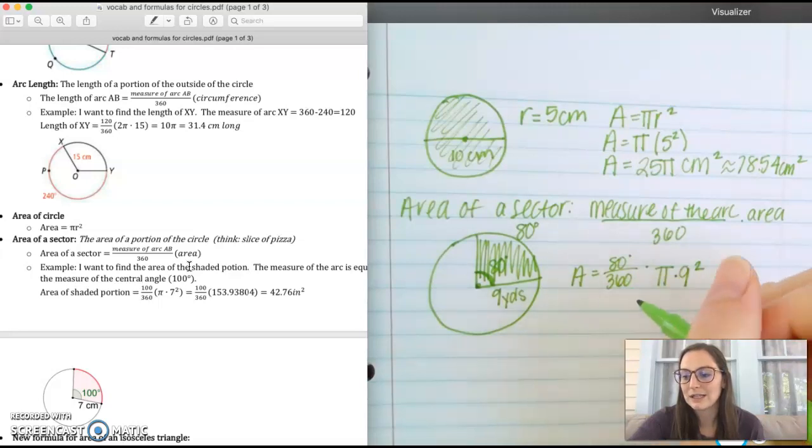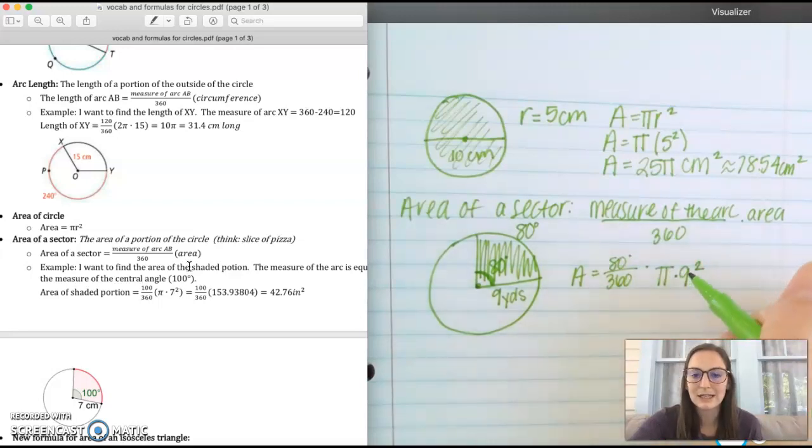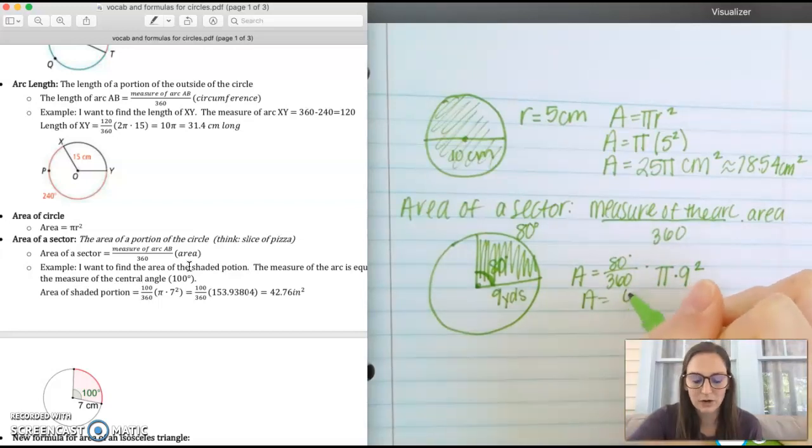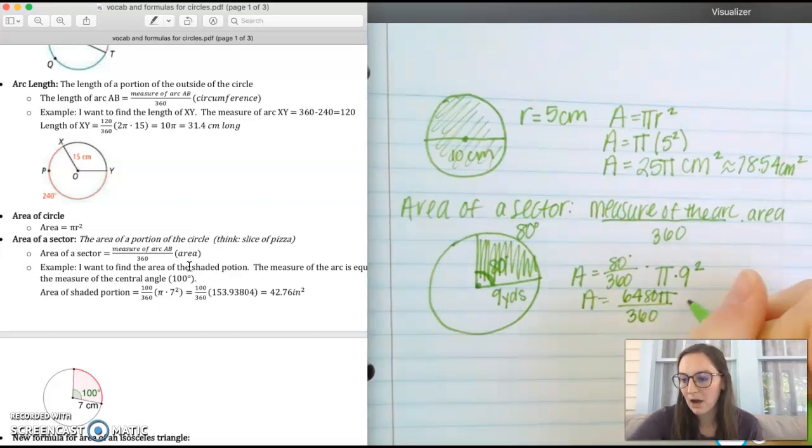So I would do 80 times 9 squared, so 80 times 81. And so I get that the area equals 6,480 pi divided by 360. And this is going to give me 18 pi yards squared.